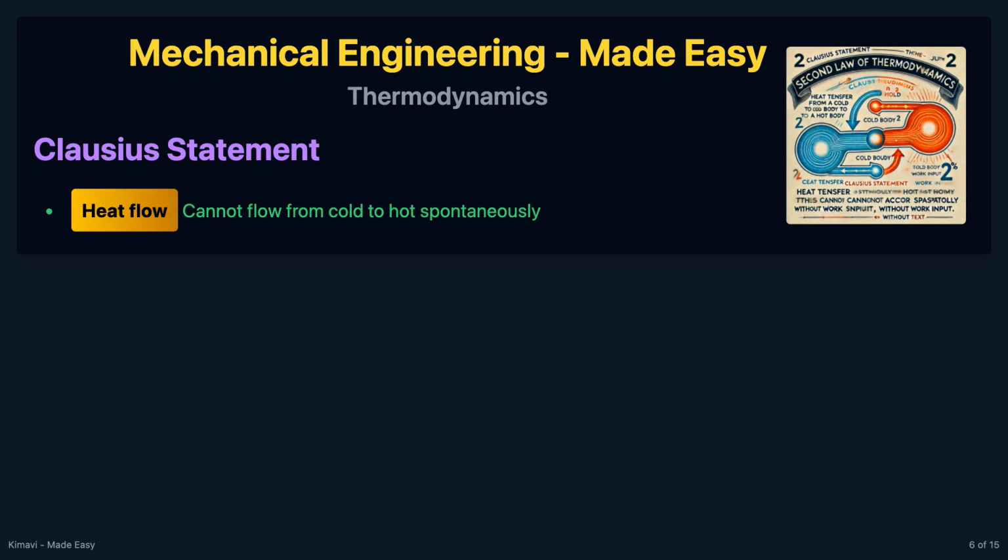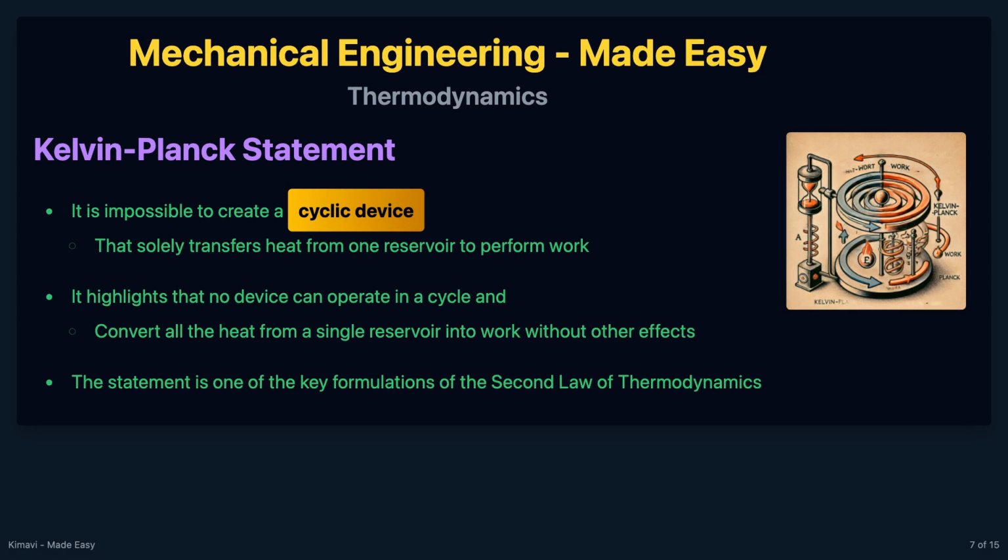One of the most common formulations of the second law is the Clausius statement, which asserts that heat cannot spontaneously flow from a colder body to a hotter body. Another formulation is the Kelvin-Planck statement, which states that it is impossible to construct a device that operates on a cyclic process and produces no effect other than the transfer of heat from a single reservoir to work.